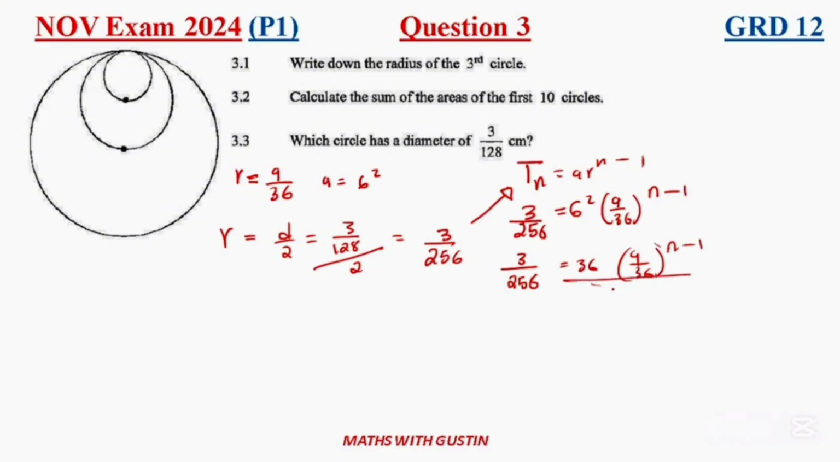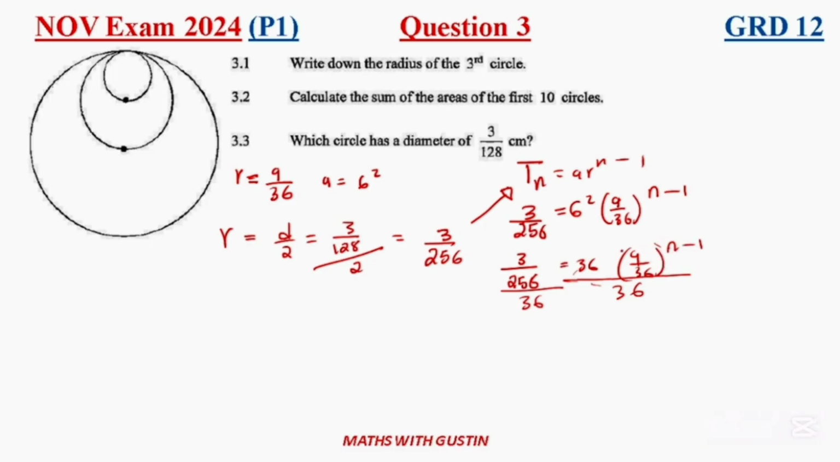So therefore you can divide both sides by 36. Remember, guys, you can do that. You can't cancel out like this. No way, you can't do that. Because why? Because this is in a bracket and is to the power of n minus 1.